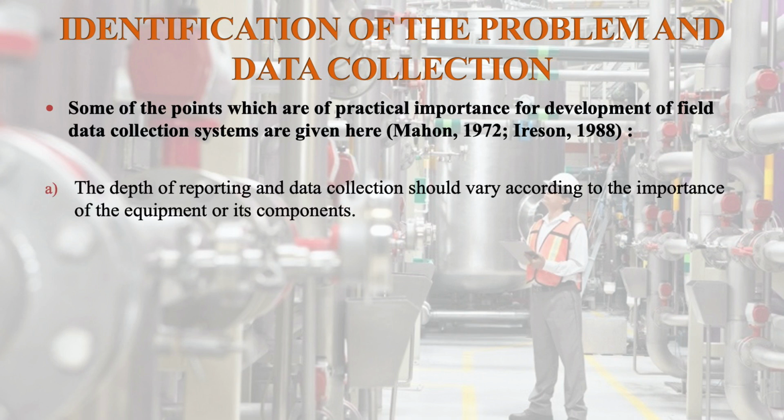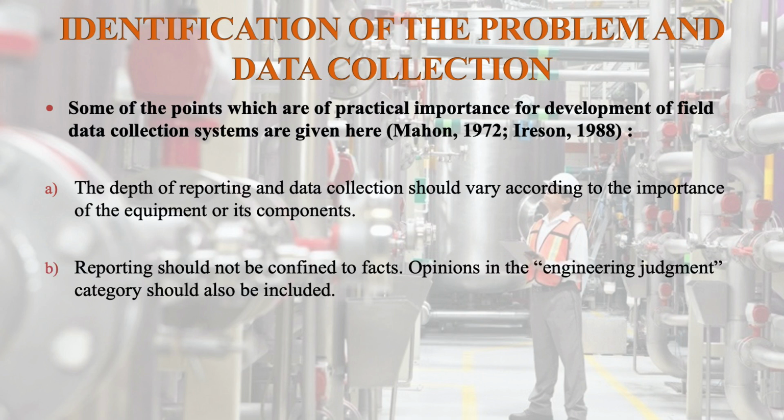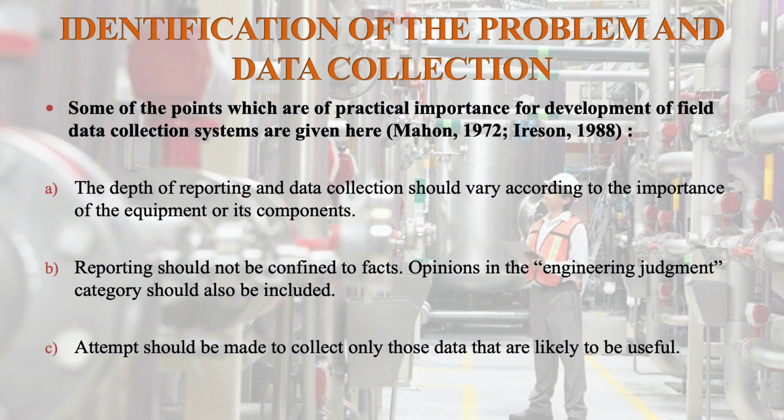A. The depth of reporting and data collection should vary according to the importance of the equipment or its components. B. Reporting should be confined to facts, opinions in the engineering judgment category should also be included. C. Attempt should be made to collect only those data that are likely to be useful.